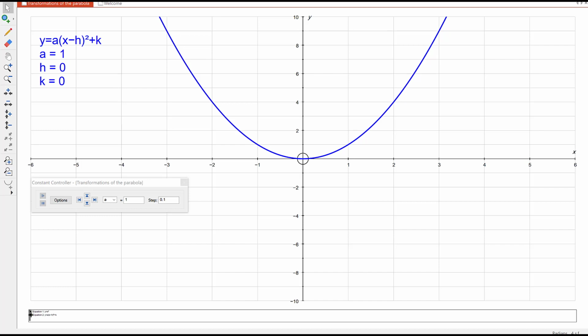k drawn here, but at the moment a is 1, h is 0 and k is 0, and so this is just the graph of y equals x squared. Let's focus just on a first of all.